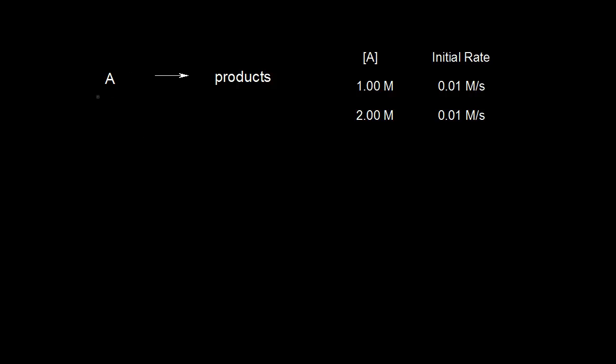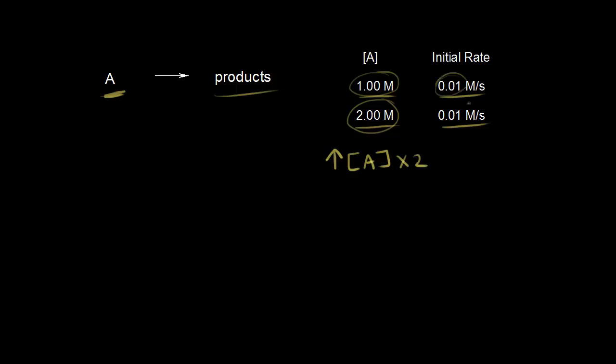Now let's look at this reaction. We have only one reactant, A, turning into our products. If we look at the two experiments, in our first experiment, the concentration of A is 1 molar, and the initial rate of reaction is 0.01 molar per second. If we double the concentration of A to 2 molar, the rate stays the same. It's still 0.01 molar per second. So even though we're increasing the concentration of A by a factor of 2, the rate stays the same.